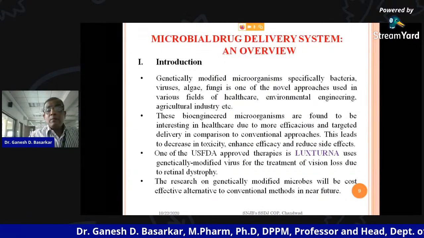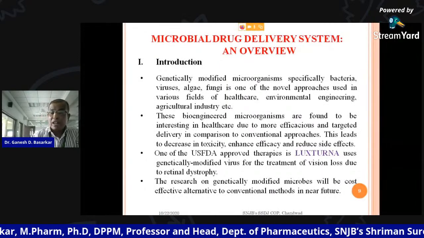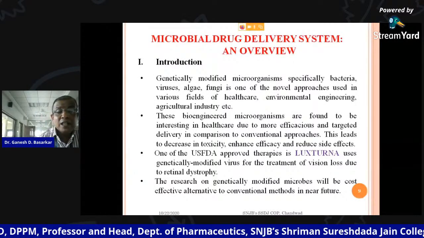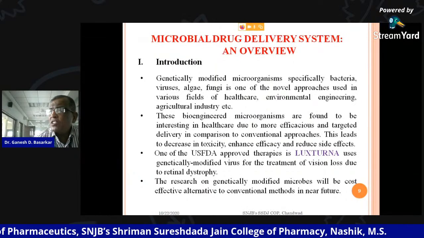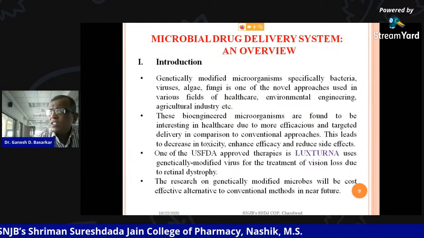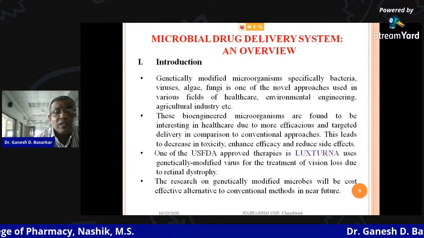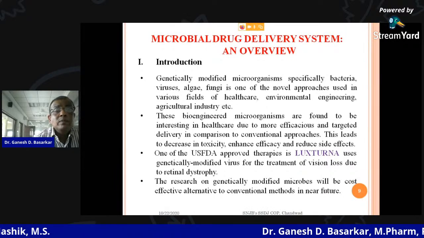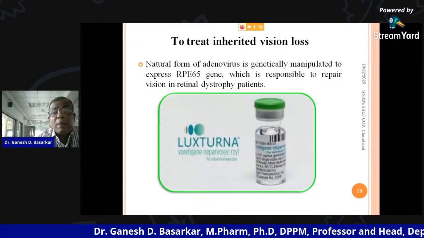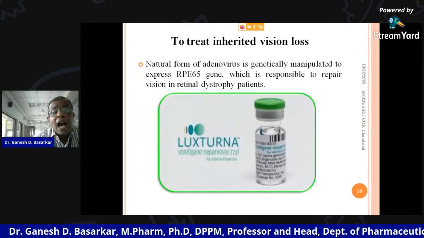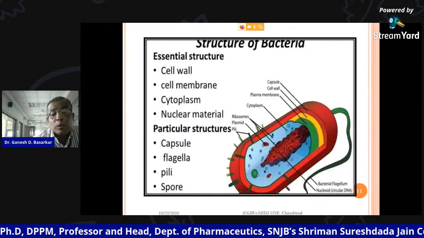One US FDA approved example is Luxturna, which uses genetically modified virus for the treatment of retinal dystrophy. There are various disciplines we are working in: irritable bowel syndrome, gastrointestinal disorders, as well as cancers. These are the areas where pharmaceutical scientists are working. Now, this is an example: a natural form of adenovirus that is genetically manipulated to express the RPE65 gene, which is responsible for the treatment, which is US FDA approved.